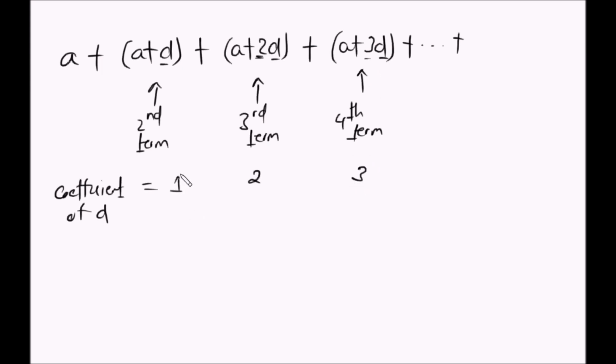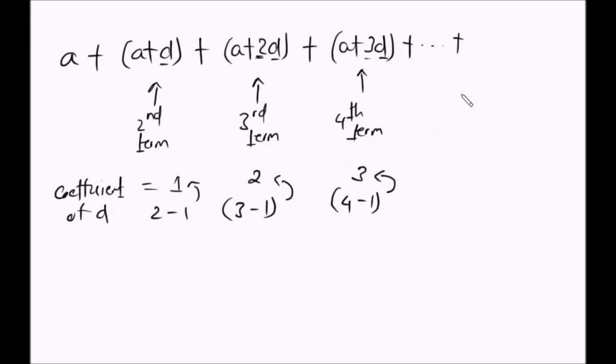Now this one can be obtained by taking 2 minus 1. 2 is the second term. So for the second term, you take 2 minus 1, you get the coefficient of d, which is 1. Here now, you take the third term, 3 minus 1, you get this coefficient of d, which is 2. While here for the fourth term, you're going to take 4 minus 1, you get the coefficient of d, which is 3. So the coefficient of d is just the number of that term minus 1.